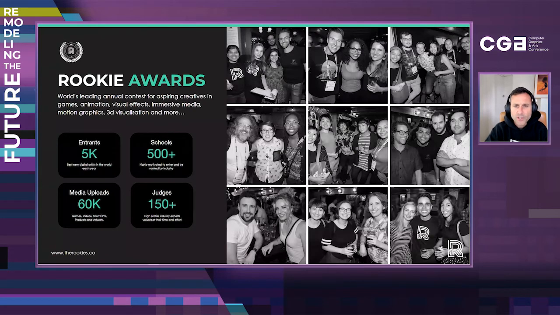The Rookie Awards, like I said, is what we're most well known for, and each year we get thousands of students, again, from all different levels entering into the Rookie Awards. This year we had just under 4,500 entrants, and part of the Rookie Awards is that we have a number of different categories that students can enter into.